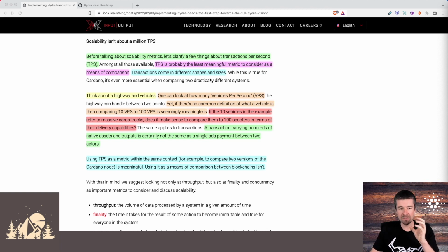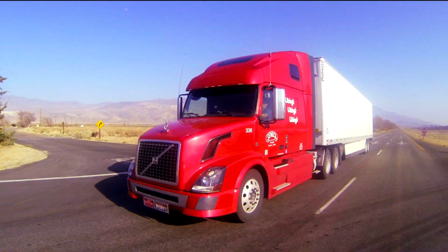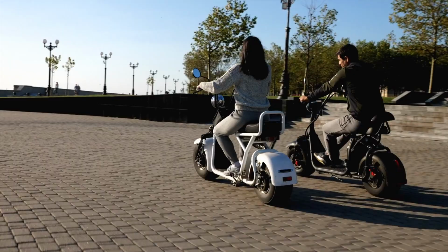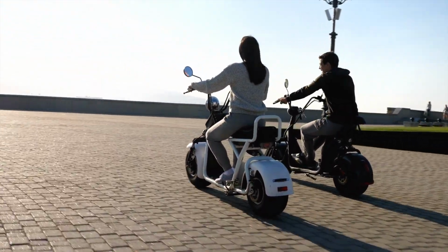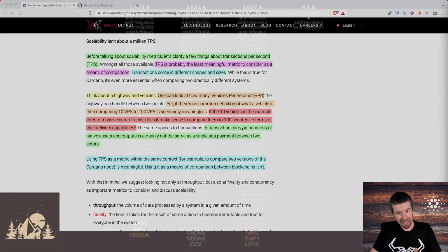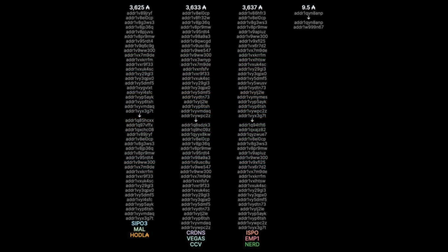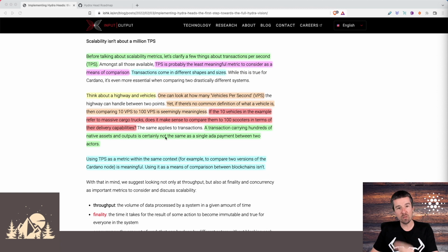And the way to think about it is like this. Think about a highway and vehicles. You can look at how many vehicles per second a highway has, but if we have no common definition of what a vehicle is, then comparing 10 VPS to 100 VPS means nothing, right? Because if the 10 vehicles that you're looking at in your example are massive cargo trucks, does that make sense to compare them to 100 scooters in terms of the delivery capability, like how much they can actually move? Right? And so similarly, a transaction that's carrying hundreds of native assets and outputs is certainly not the same as a single ADA payment between two actors.